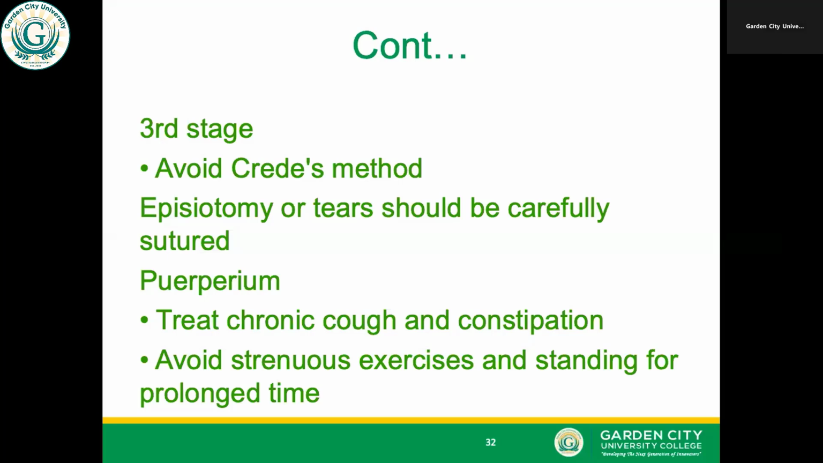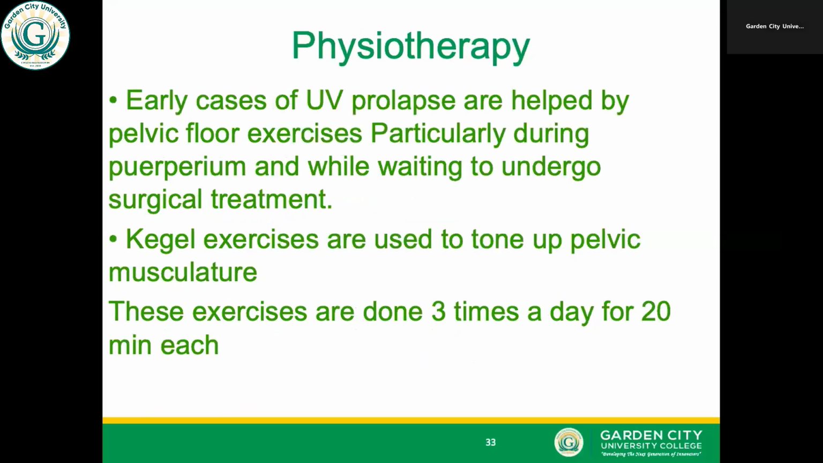Avoid strenuous exercise and standing for a prolonged period of time. So as the woman is going home, to prevent uterine prolapse, you need to educate them so that they wouldn't go home and be doing strenuous exercises and standing for long. Because some of them, when they get home, due to the work they are doing, don't want to relax a little. They just want to go home and continue with what they were doing.